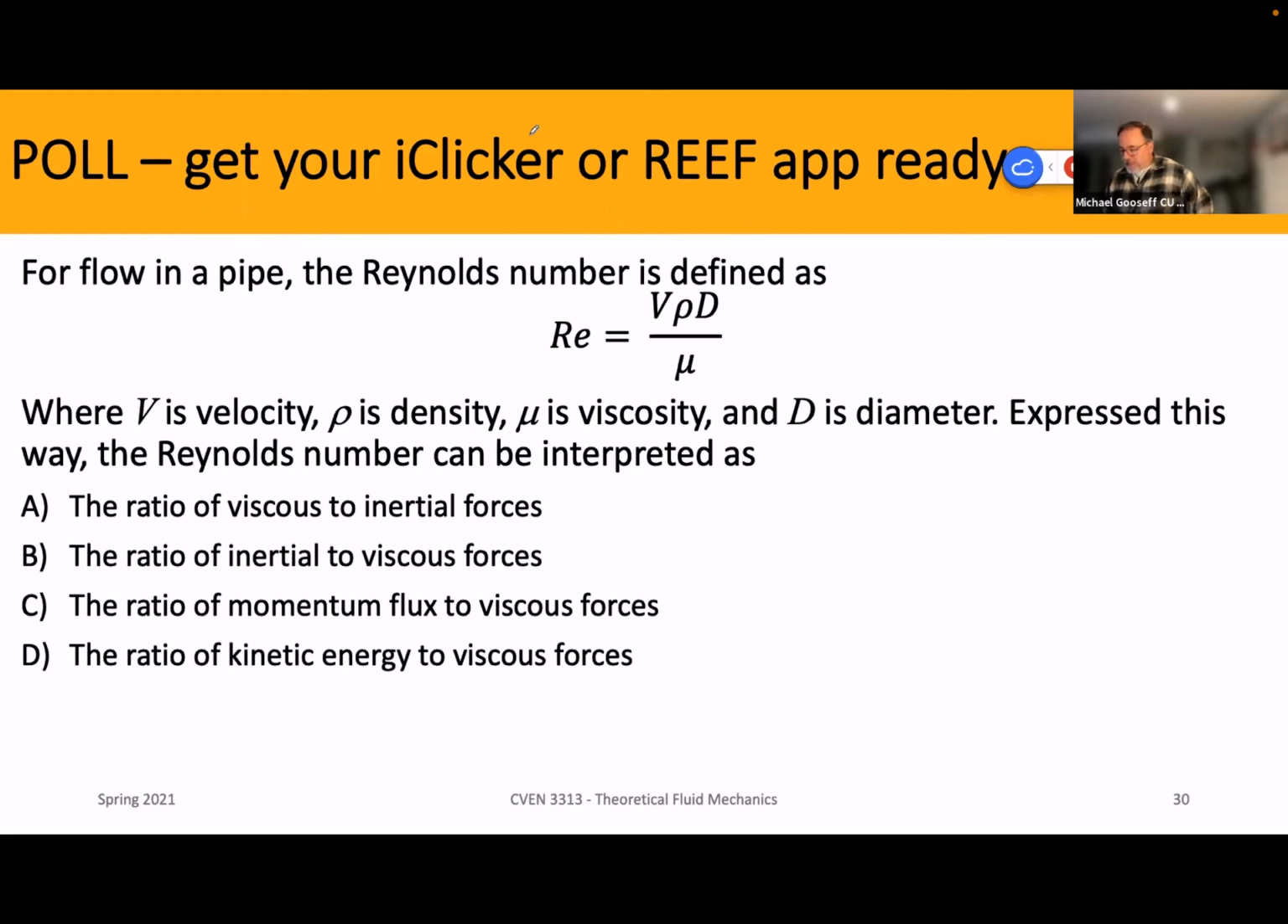Nine more seconds, try to get your voice heard. All right, 78, that's good. And we'll end there. Okay. Well, let's take a look.